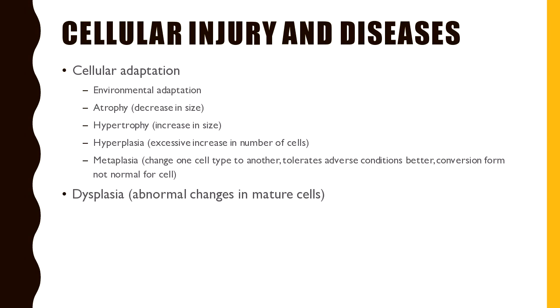Cell atrophy is a decrease in size, and you'll see that most commonly in your geriatric population. When you don't use a muscle anymore, it'll shrink. So as the muscle shrinks on the cellular level, what's occurring is the cells that make up that muscle tissue are actually shrinking.